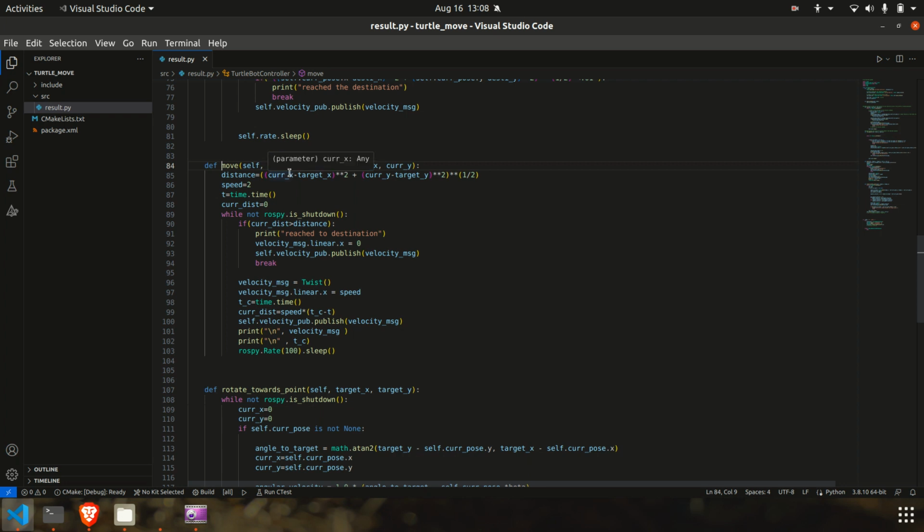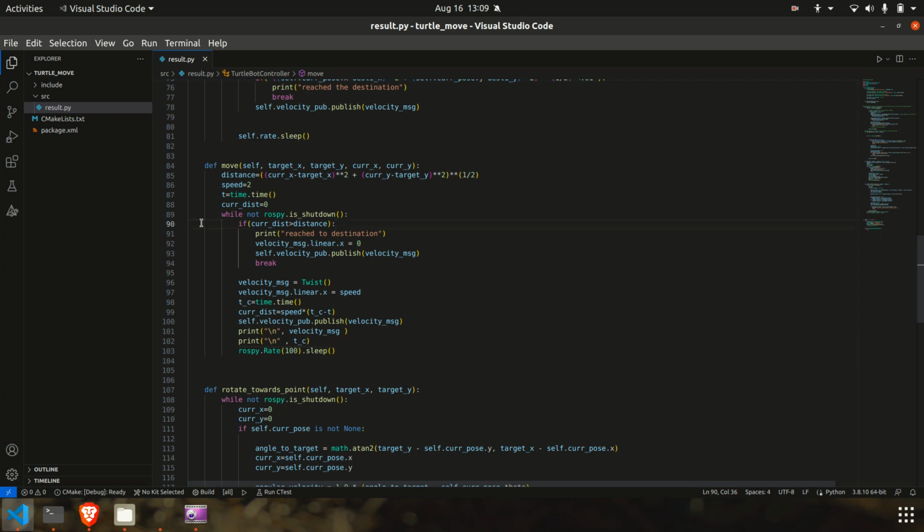Okay, so now what it is doing initially is calculating this distance, that is the distance between the target point and the current point. We are giving speed equal to 2 in the whole process, and we are subscribing to the current time at this point, whenever the function is called, we call that time t. And there is also one more variable, current distance, which keeps track of the distance traveled by the bot while traveling. So now we are in the loop.